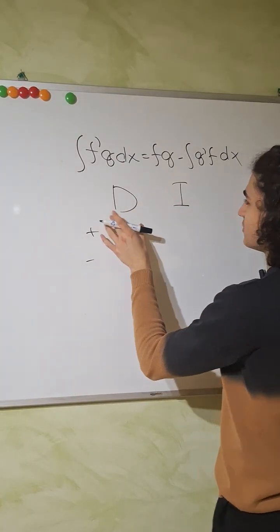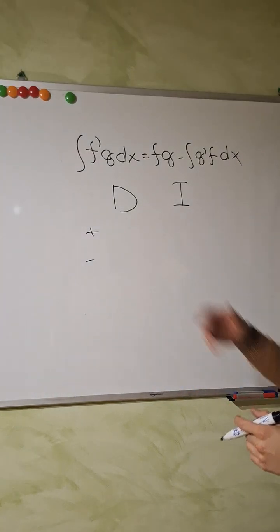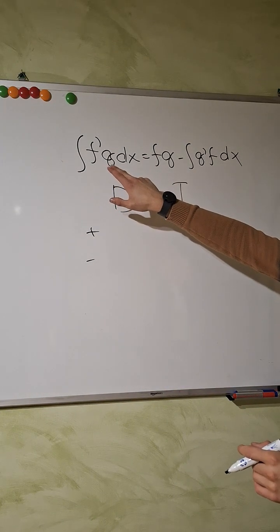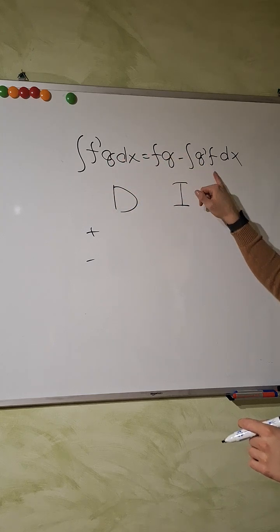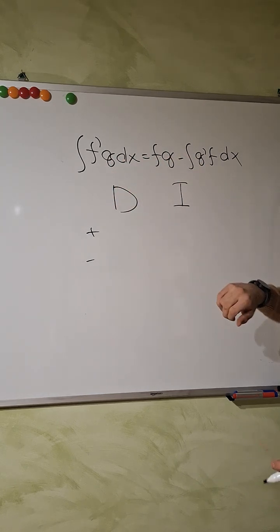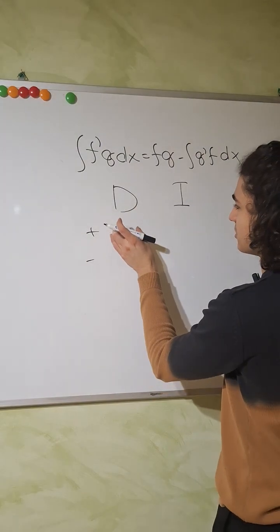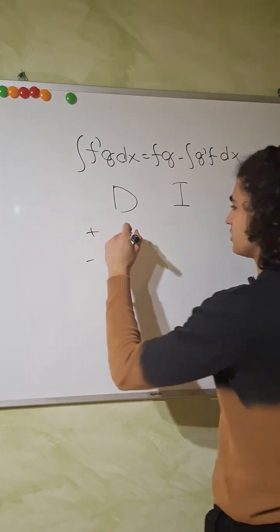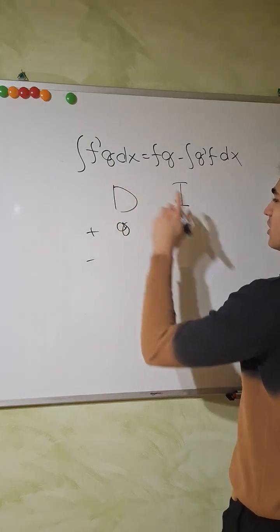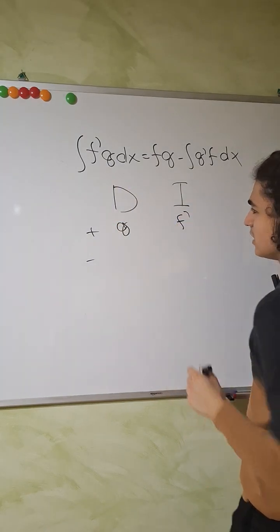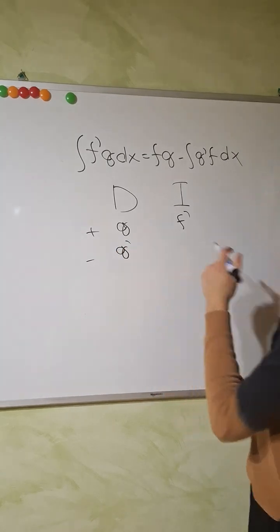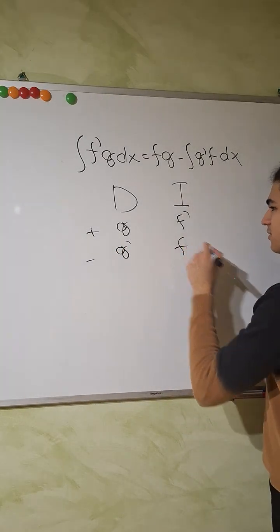So we have to differentiate a function, and in this example, as you can see, we're integrating f prime, and it becomes f, and we're differentiating g, that becomes g prime. So what we have to do is to put here the function that we have to differentiate. So I'm going to write down g, and we integrate f prime. Of course, if we differentiate g, we get g prime. If we integrate f prime, we get f.